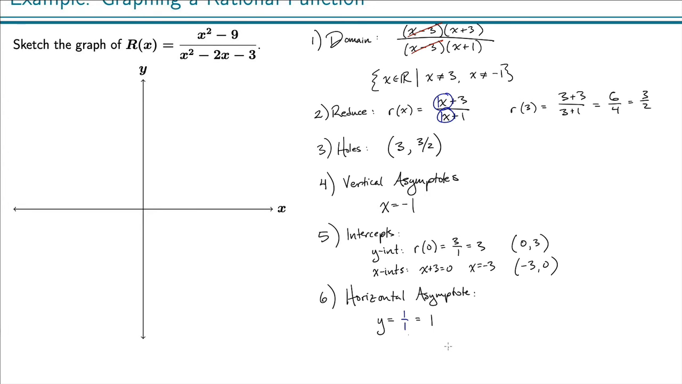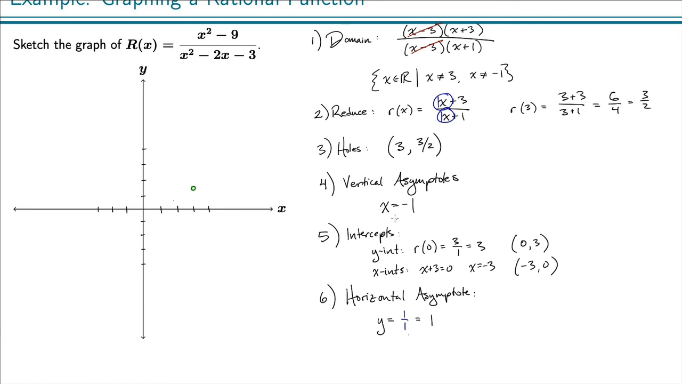All right, and now we are ready to sketch. So we're going to draw everything that we just found and then connect it all. So start with our holes. We have a hole at 3, 3/2. Let's go ahead and draw out our scale here and draw our hole. So we've got our hole at 3, 3/2. So 1, 2, 3, and then 3 halves is about 1.5. Right here we have a hole. So there's our hole.